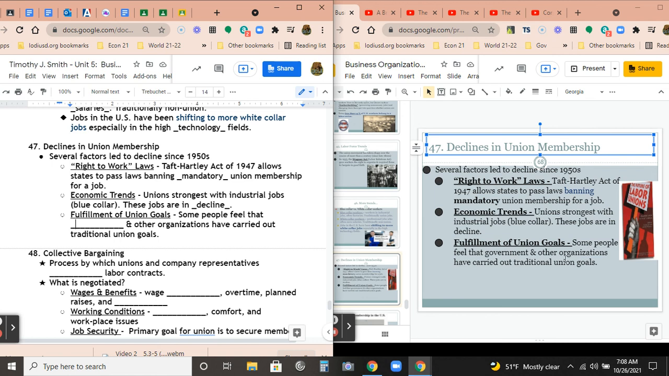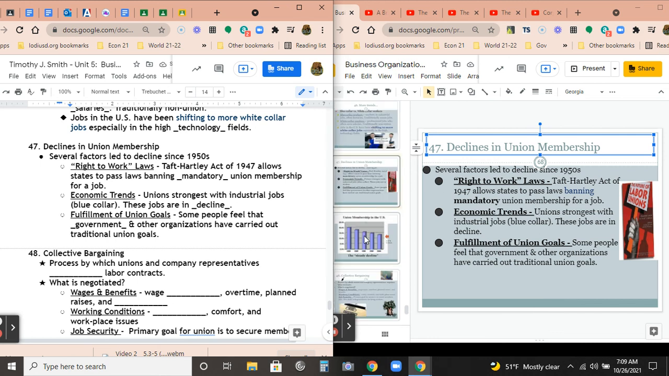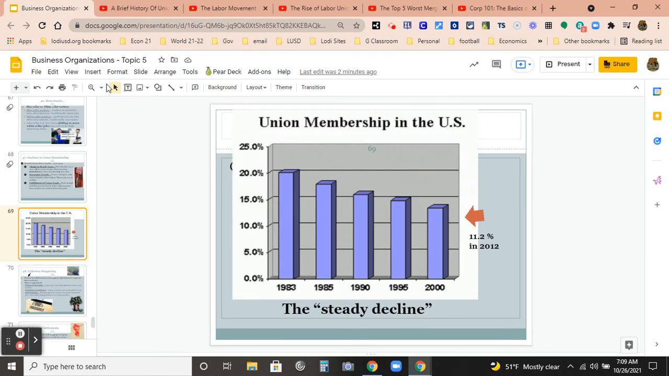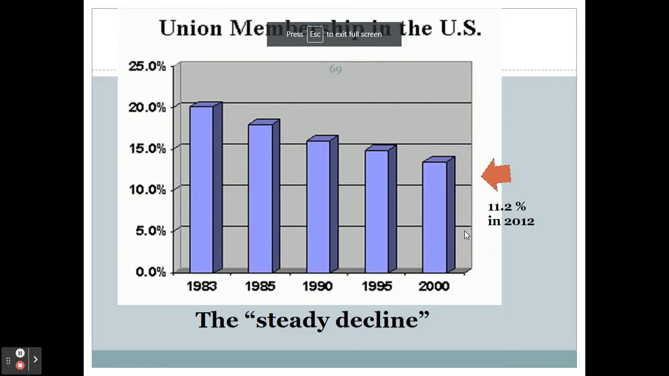The fulfillment of union goals. Some people felt that government and other organizations have carried out traditional union goals, ending child labor, improving working conditions, making things more fair. I think you could say that unions did this too, not really government. Government wouldn't have done it but for the unions. So that, I think, is putting the cart before the horse, and it's misinterpreting what has happened. But okay, there is that feeling amongst some.